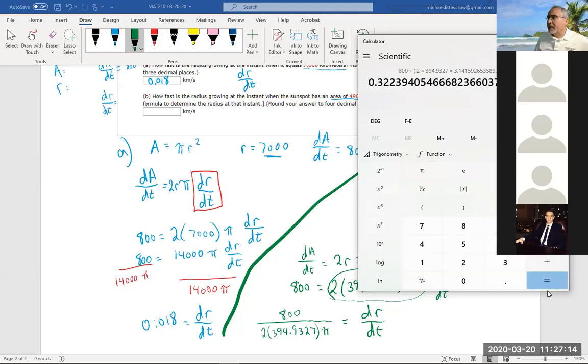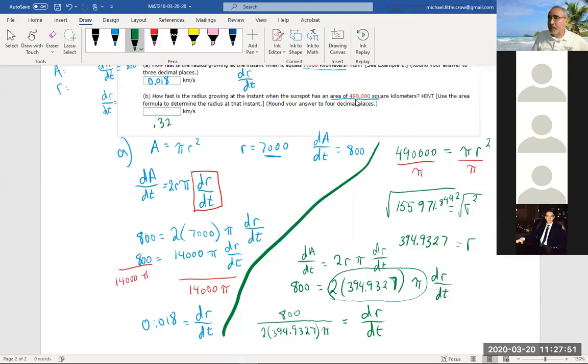That makes sense. If your radius is smaller and the area is changing by the same amount, your radius actually has to change more to get that 800 extra square kilometers. As it's bigger, a smaller change gives it to you. So again, my intuition was going wrong. It wants 4 decimal places, so 0.3224, and hopefully with all these decimal places, we're accurate enough. Okay, did I get that part right?